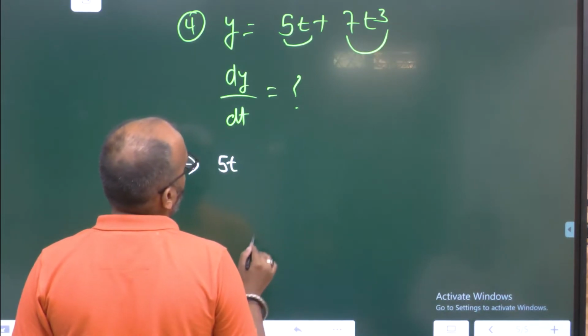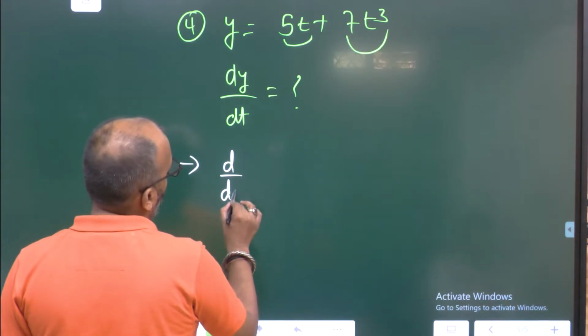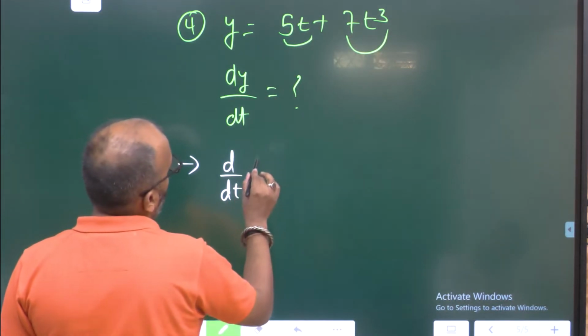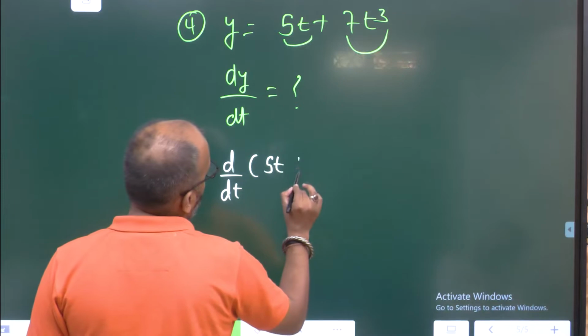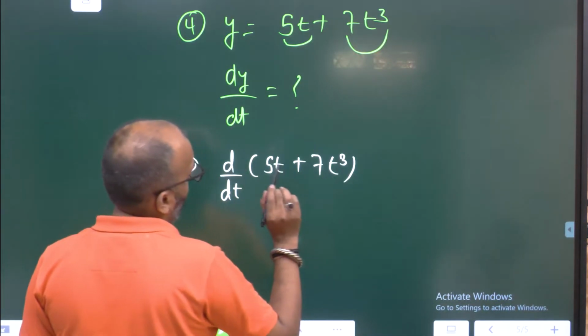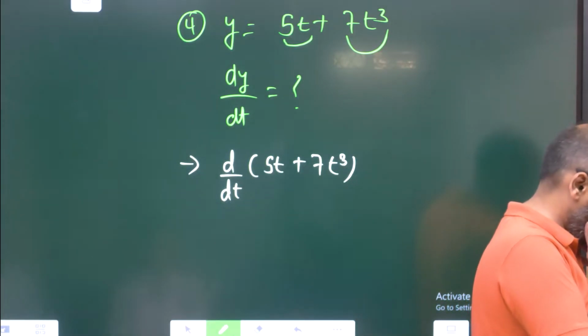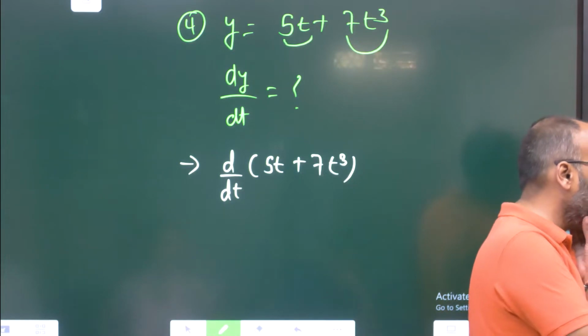Now you will write d by dt of y. What is y? y is 5t plus 7t cube. Sir, is it 21t square plus 5? What are you saying, dear? What is the answer?